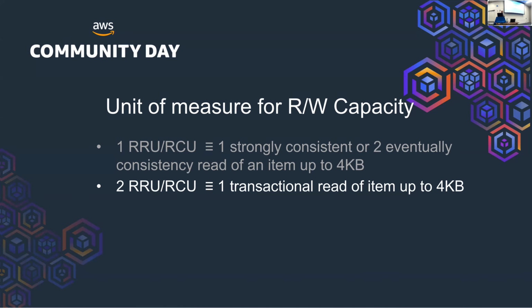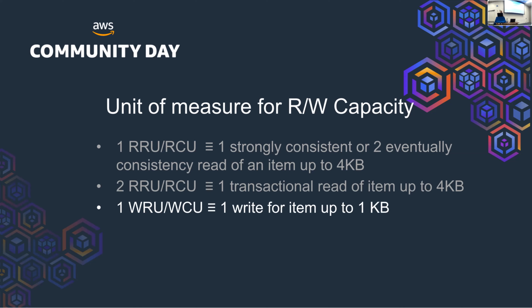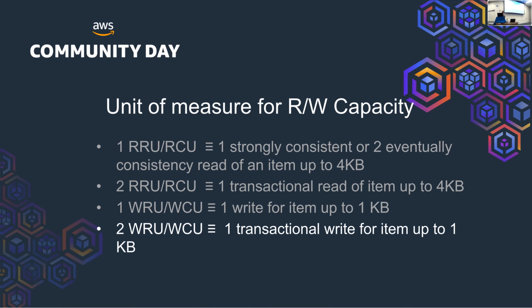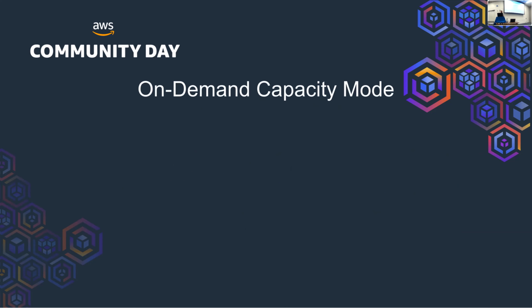Similarly, for a transactional read, if you are reading up to 4 KB, it's 2 RRU or RCU. And similarly for WRU or WCU, it's 1 write for an item up to 1 KB, and 2 WRU for a transactional write up to 1 KB. And feel free to ask any question in between.